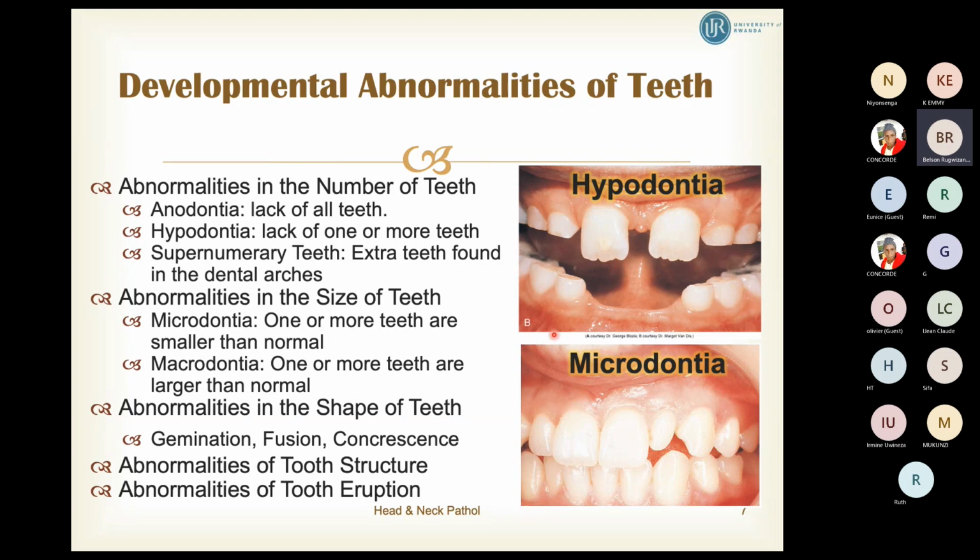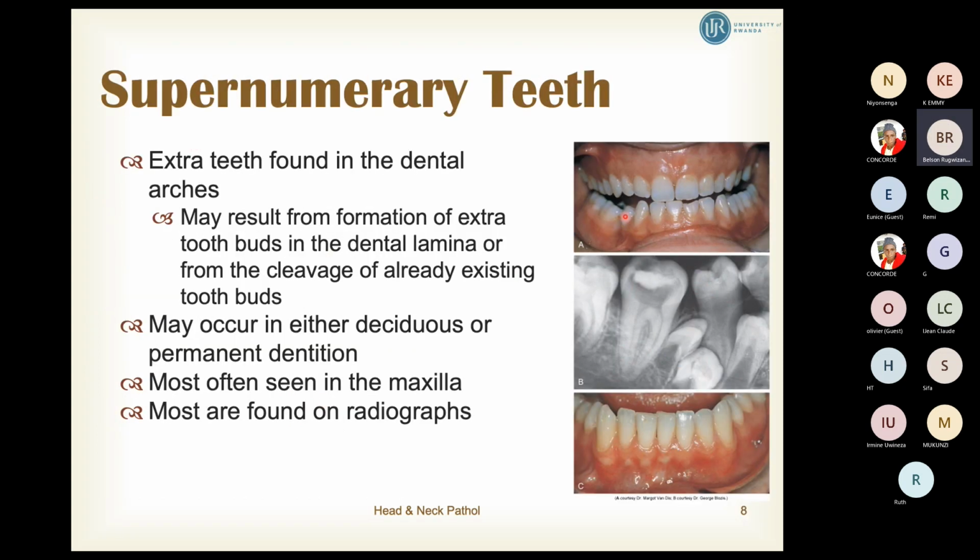So apart from the number, you saw that there is a picture of supernumerary teeth on the other side. Consider the abnormality in the size of teeth: we have microdontia, like here, small teeth, and you can have macrodontia, very big teeth. And then supernumerary teeth are shown here.